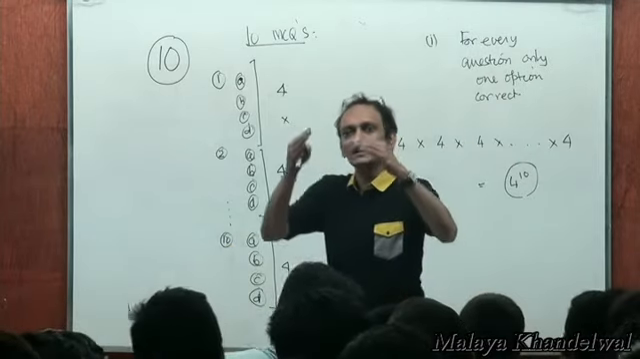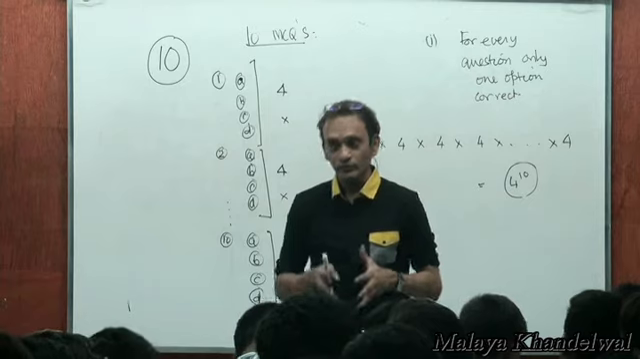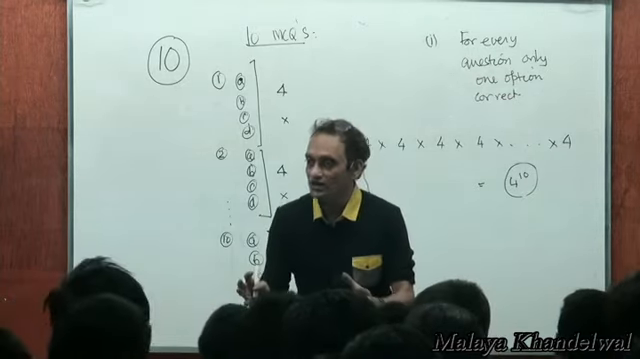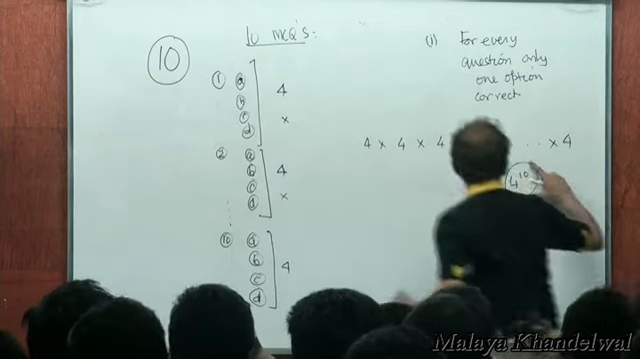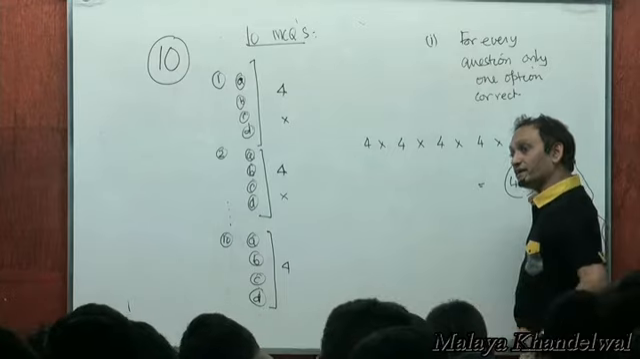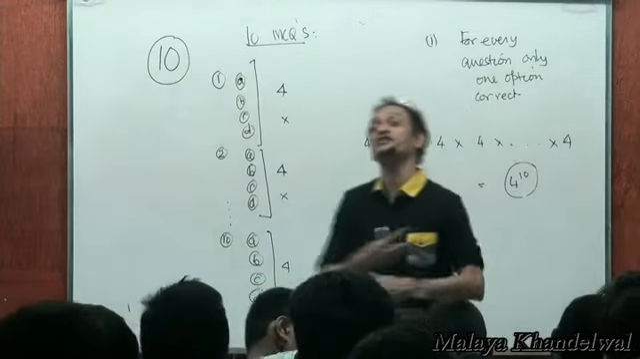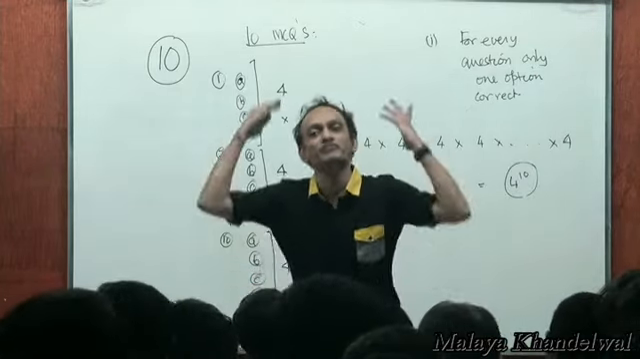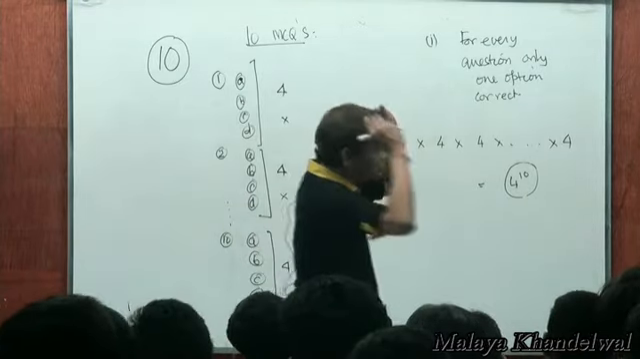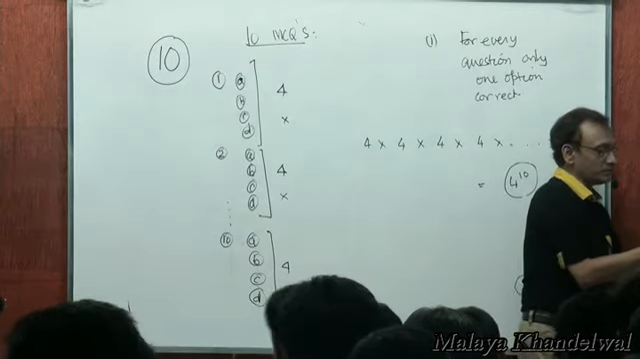Every event comprising event 1 to event 10 leads to one answer set. So 4 to power 10 ways of deploying event 1, event 2, event 3, event 10 would give me 4 to power 10 different sets of answers. 4 to power 10 different sets of answers, yes or no? Yes, sir. Right?